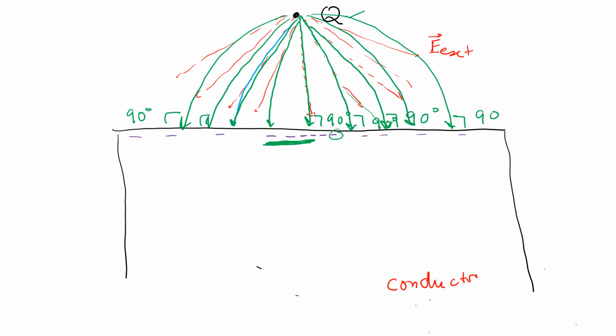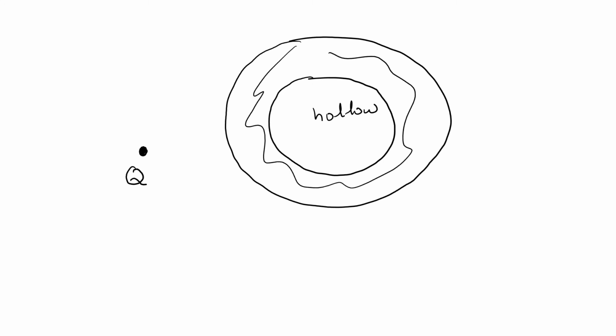Let's take one more example of how fields would look. I have charge Q sitting outside, and I have a conducting spherical shell placed next to it. So this is hollow, and the conductor is present here. What would happen? Maybe you want to pause the video, draw it out, and then look at the solution and see how well you have matched.